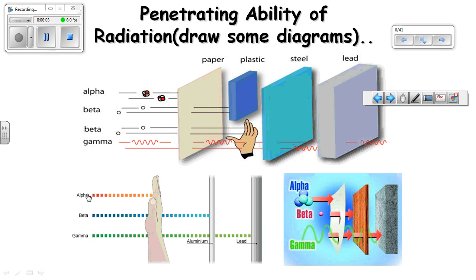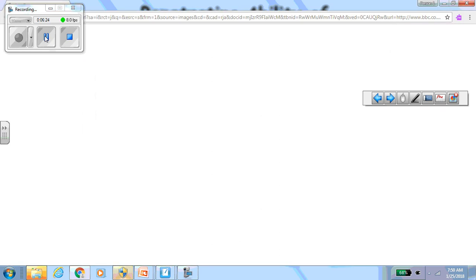For example, in this picture, we can see that our skin can stop an alpha particle. Beta particles can actually go through our hand, and aluminum is a substance that would be able to stop them. And then, of course, gamma rays, which we said is pure energy, are highly penetrating, so they can go through several substances.